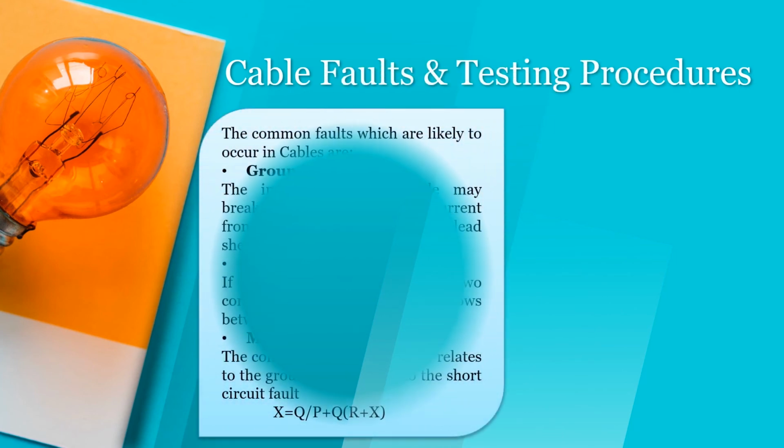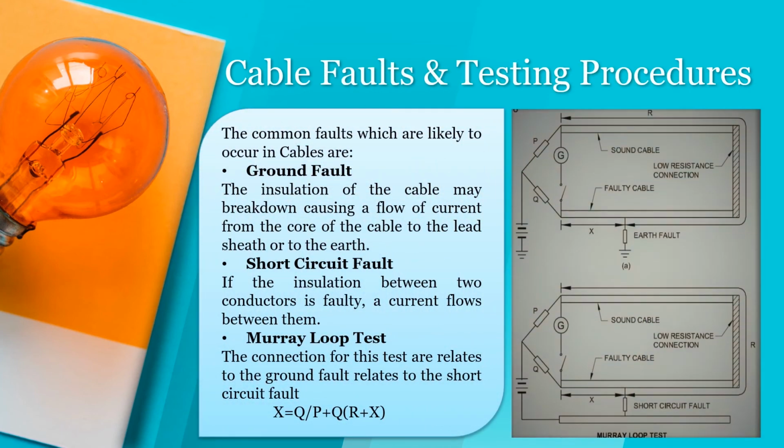The common faults which are likely to occur in underground cables are, first, ground fault. The insulation of the cable may break down, causing a flow of current from the core of the cable to the lead sheath or to the earth. Second, short circuit fault. If the insulation between two conductors is faulty, a current flows between them.